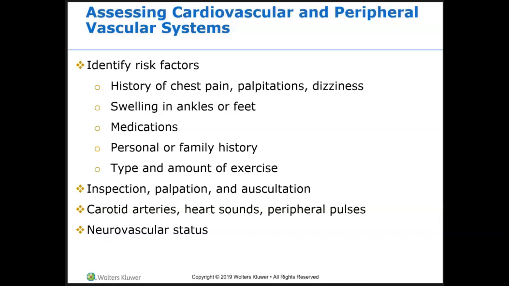Assessing cardiovascular and peripheral vascular systems. So we're going to look at risk factors, history of chest pain, history of palpitations, history of dizziness, history of swelling in the ankles or feet, medications the patient's taking, personal and or family histories, types and amounts of exercise that they get daily, weekly. We are going to inspect, palpate, and auscultate the carotid arteries, the heart sounds, the peripheral pulses, and we're going to do a neurovascular status evaluation, right?